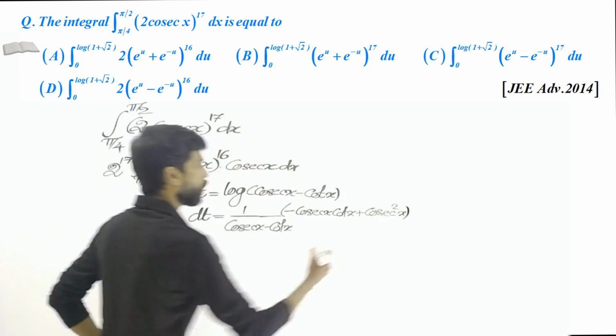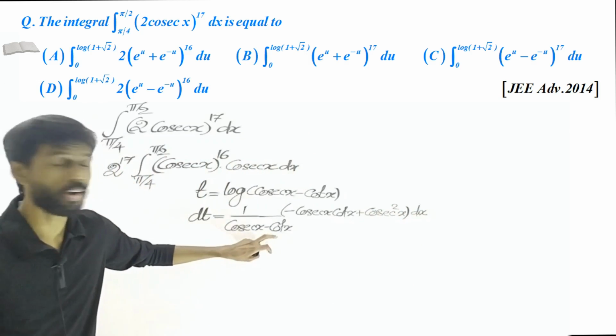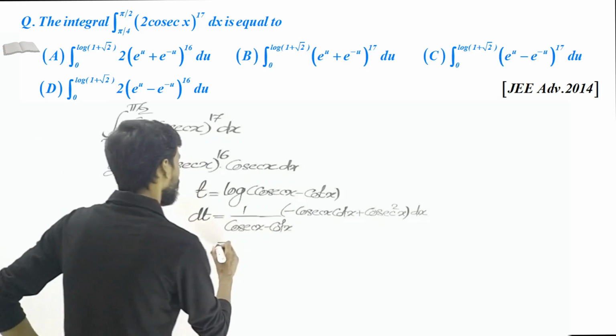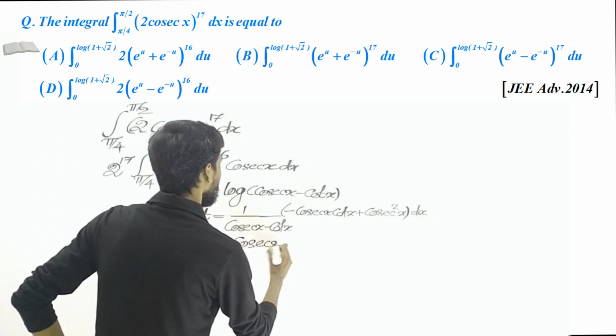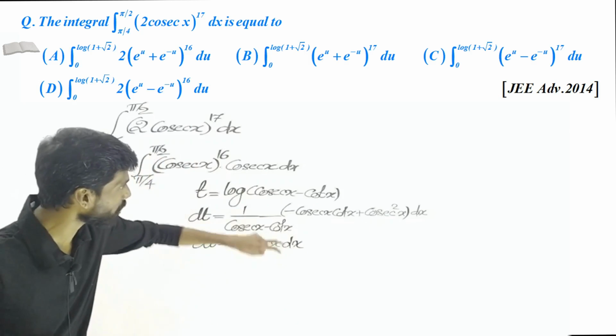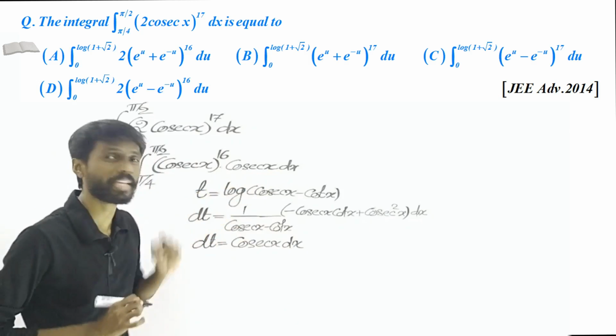Now if you do the simplification, this cosecant x minus cot x gets cancelled, right? So what is left? That is cosecant x dx. So that is there in the question, right? So we can replace this cosecant x dx by simply dt. So that is why we have taken this substitution.